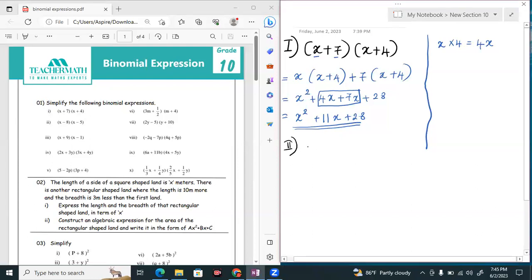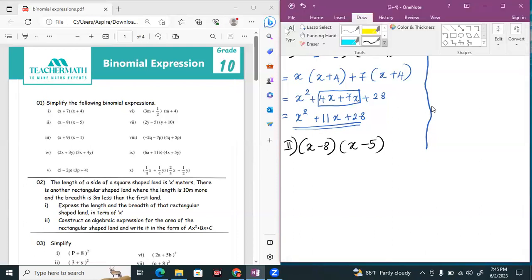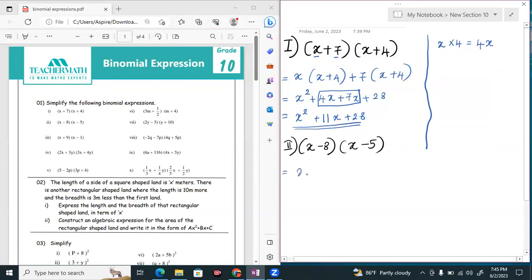It is x minus 8 into x minus 5. In this case also, we multiply the first term by the second expression, and the second term, which is a negative value, minus 8, by the second expression. Then x into x is x squared. x into minus 5 means minus 5 into x, it is minus 5x. Minus 8x. Minus 8 times minus 5, it is plus 40.